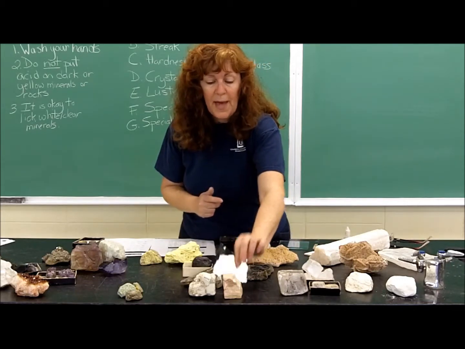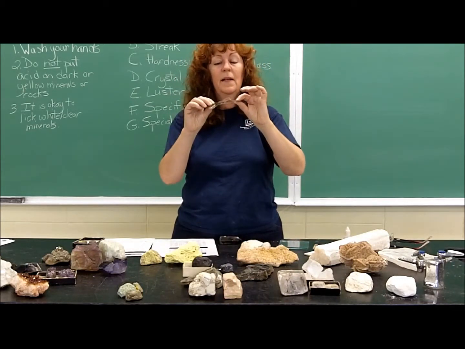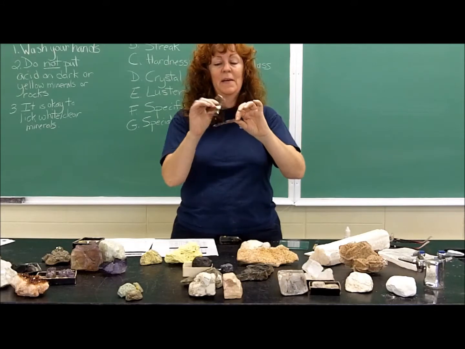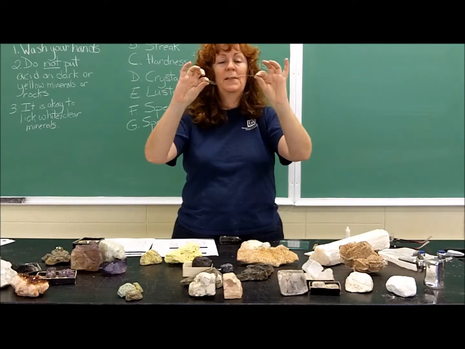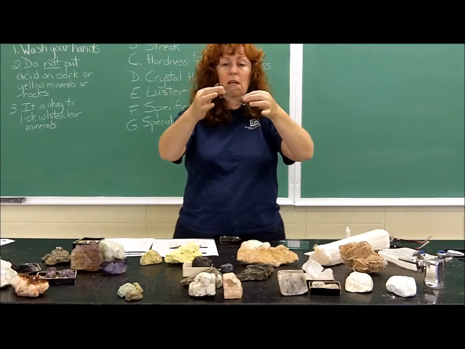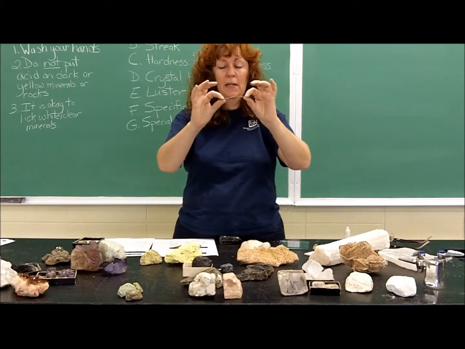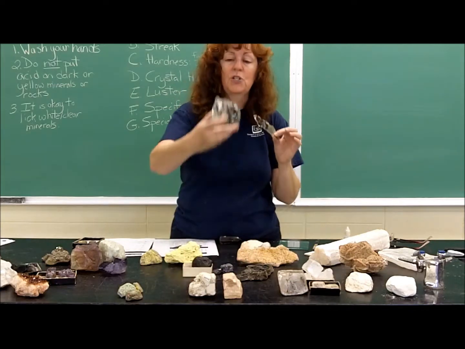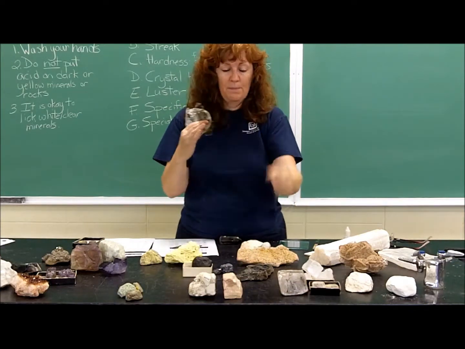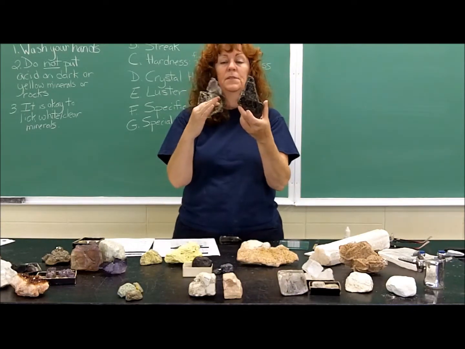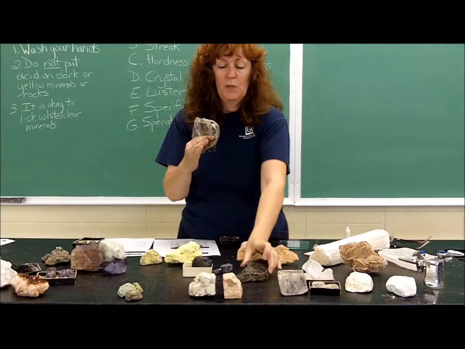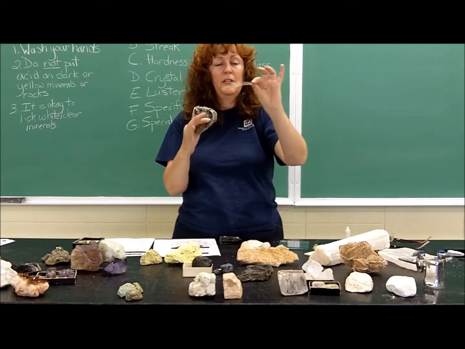Another type of crystal habit is laminar. Laminar is when crystals grow in these flat sheets. So this is actually muscovite. This is one of your minerals, and it grows in these flat sheets. It comes in big chunks like this. Biotite is another one of your minerals, and both of these have the same crystal habit. They grow in these sheets.